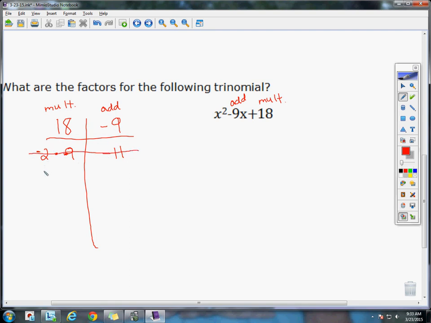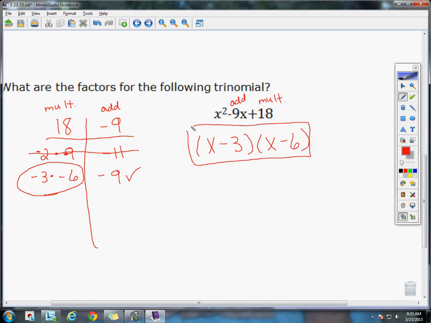You can do negative 3 and negative 6. Negative 3 times negative 6 does give you positive 18. And when you add negative 3 plus negative 6, that will get you negative 9. So that works, which means those two are your factors. So instead of putting x plus 3, we're going to do x minus 3. And since it's a negative 6, we'll do x minus 6. So that's your answer.